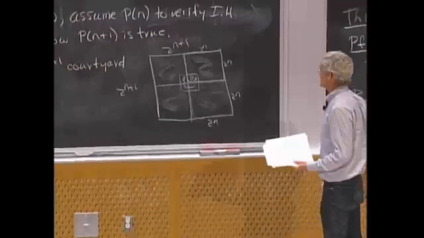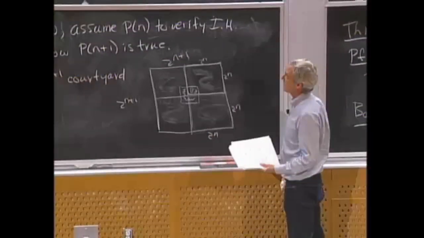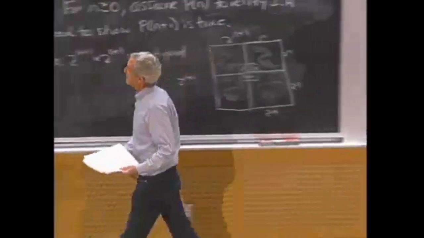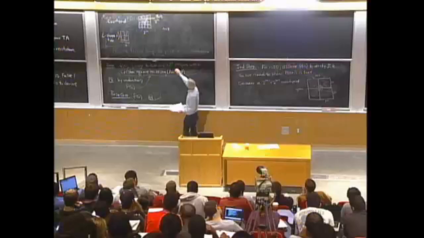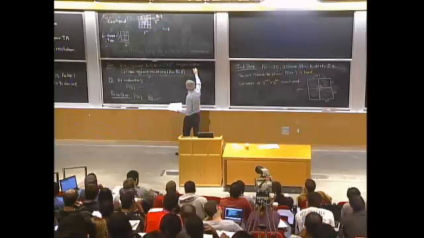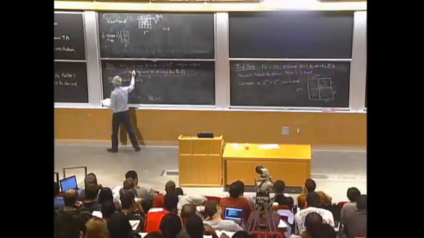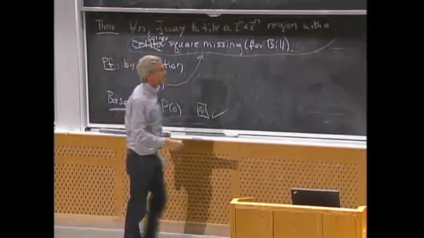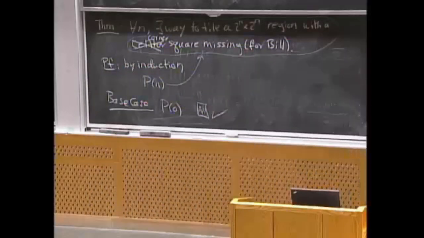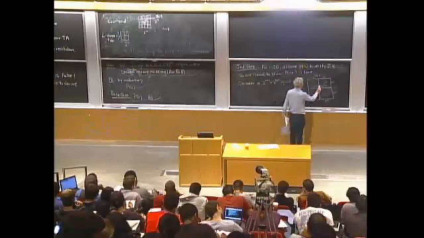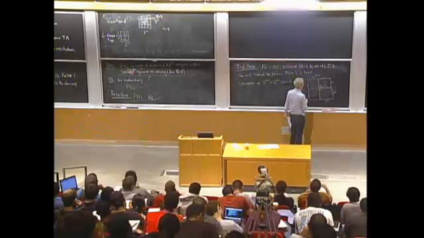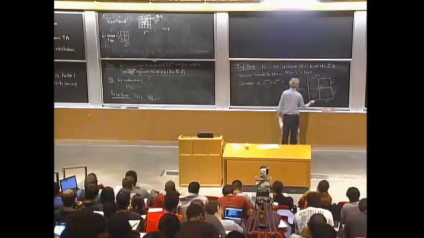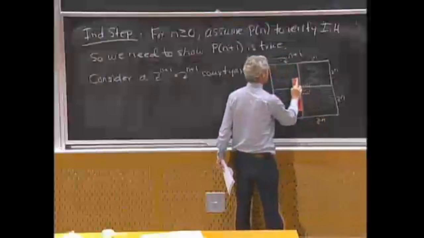Great. OK, let's then change the inductive hypothesis. Let's say there exists a way to tile a 2 to the n by 2 to the n region with a corner square missing, for Bill. All right. Oh, but I can make this work. We can prove this now.